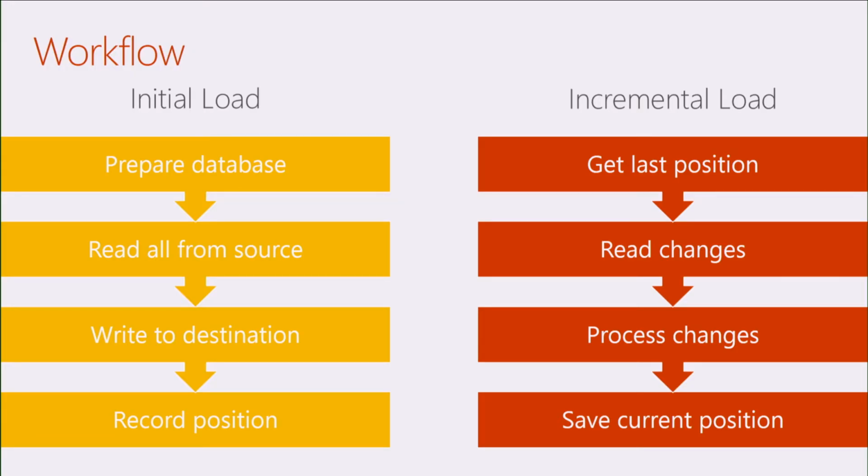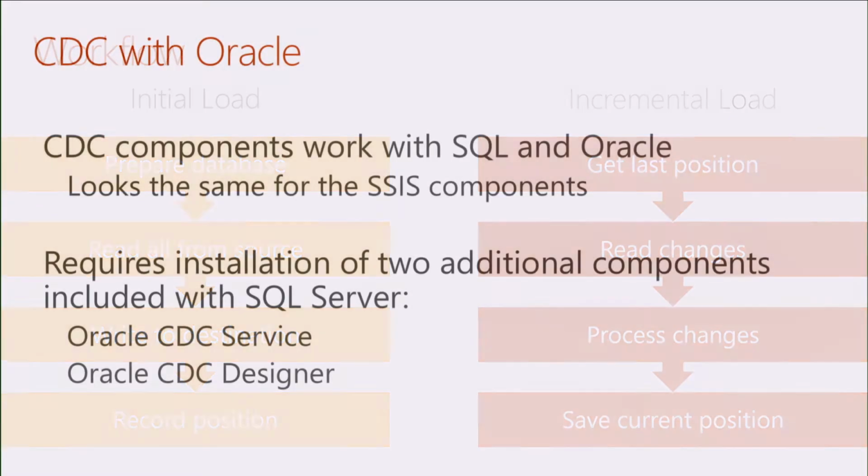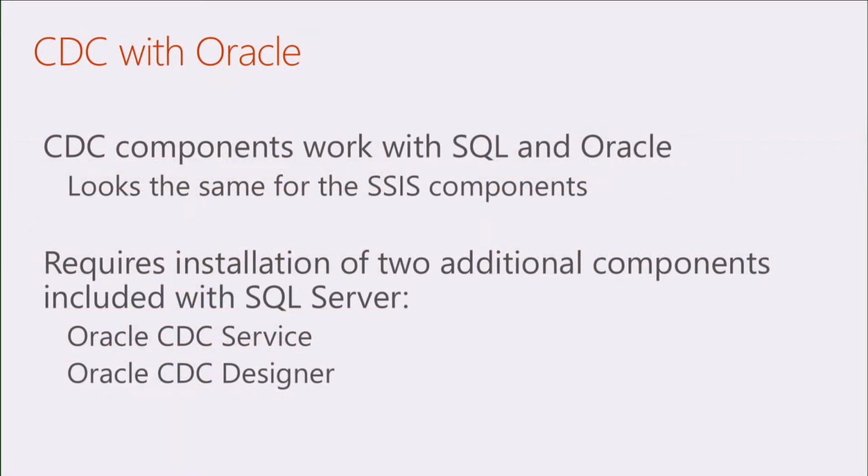So remember I was telling you, you can design your workflow in a way where you do an initial load, which means you prepare your database, you move the schema over, you read everything from the source, you write to the destination, and then you record a position. When I say record a position, it essentially means record the position where the last record was entered. That way we don't lose any data. Correct.